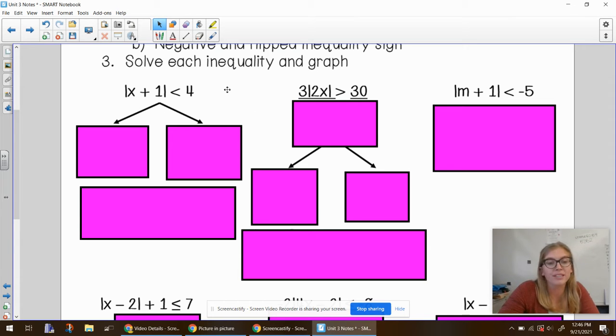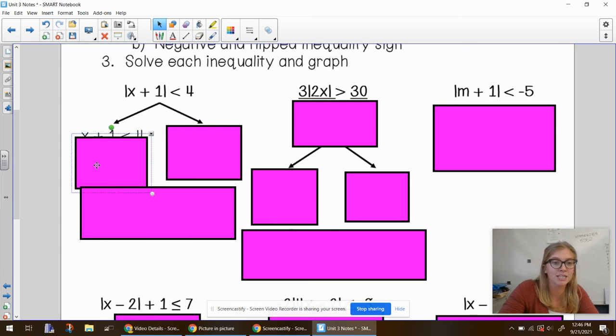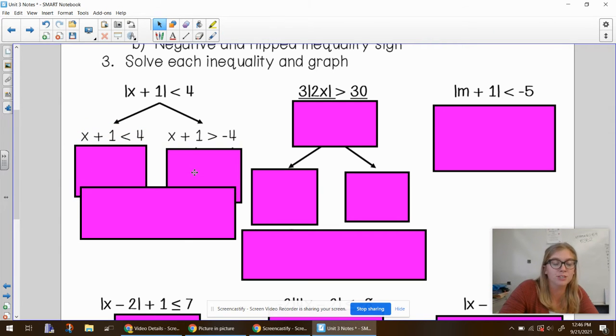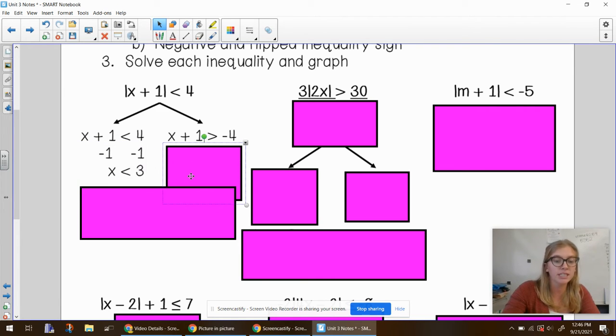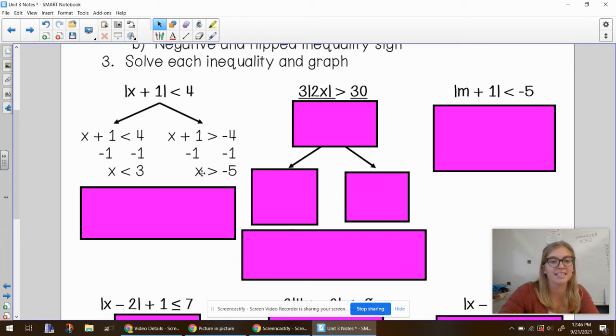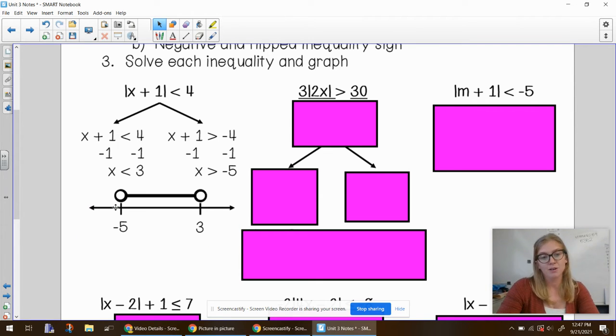So we have the absolute value of x plus 1 is less than 4. Well, let's go ahead and solve this. So we have x plus 1 is less than 4 and x plus 1 is greater than negative 4. Subtracting 1 on both sides of the inequality symbol gives us x is less than 3 and x is greater than or equal to negative 5. When we graph this, we have the range of values between negative 5 and 3.